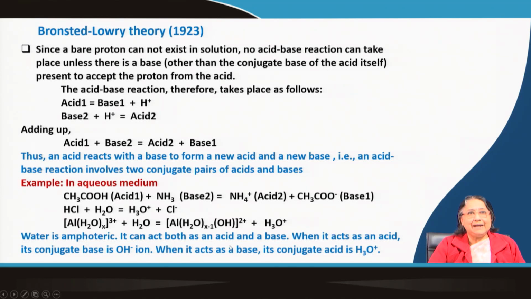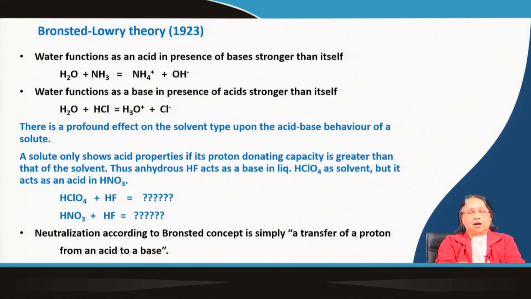So, water can act both as an acid and a base. When it acts as an acid, its conjugate base is OH minus ion. When it acts as a base, its conjugate acid is hydronium ion. This is very simple. Now, here it is shown water functions as an acid here. So, it will give a proton and ammonia will be a base. So, it takes up ammonium ion. So, from water OH minus ion is produced, and from ammonia ammonium ion is produced. Water can function as a base.